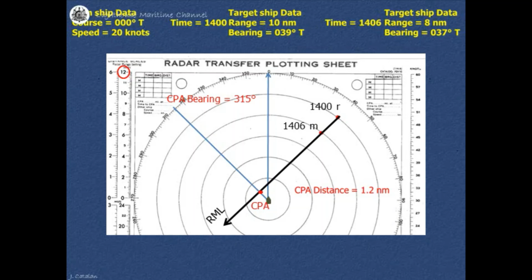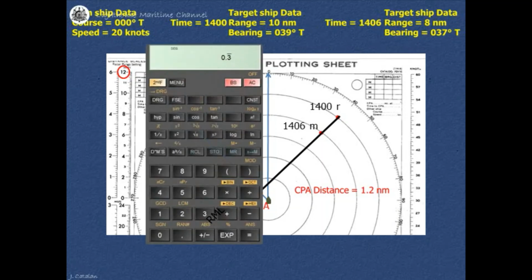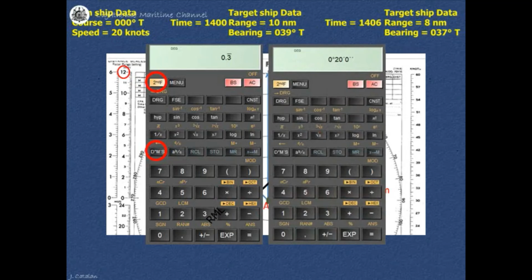And it goes in this way. 2 divided by 6 is equal to 0.3 with a vinculum. Press second function, then press degrees, minutes, and seconds. The result: 0 degrees, 20 minutes, and 0 seconds. The unit of knots is miles per hour, so therefore that would be equal to 20 knots.